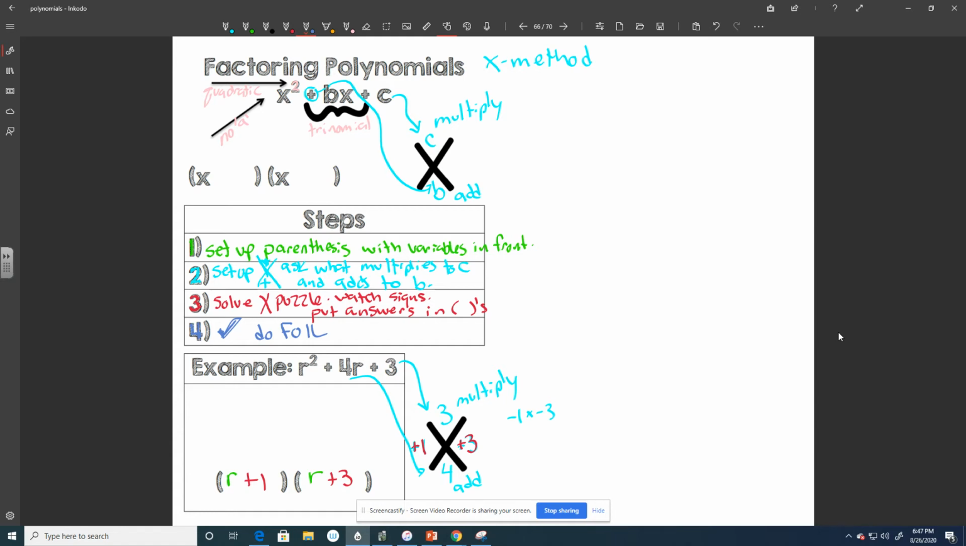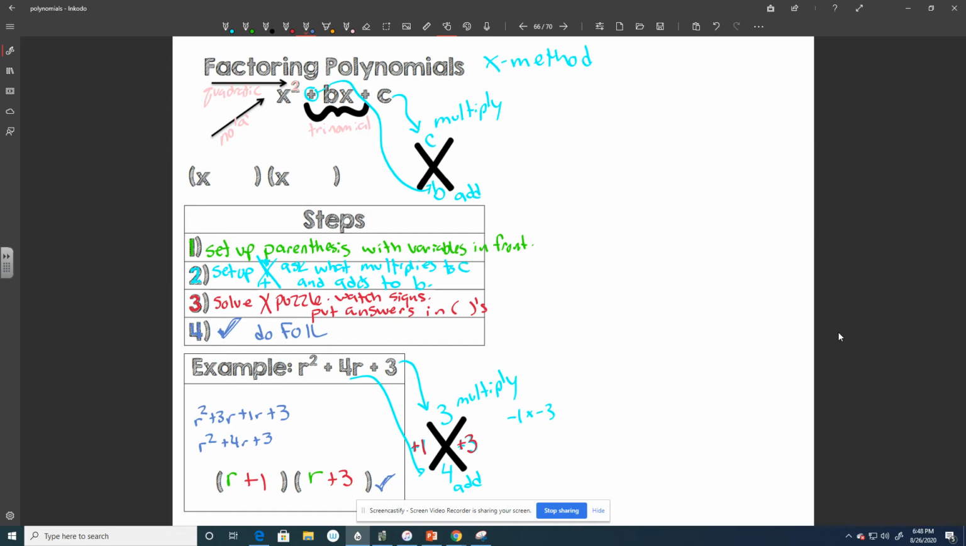See if I get back to r squared plus 4r plus 3. So if I do FOIL, r times r, that's r squared. R times 3 is a plus 3r. 1 times r is a plus 1r. 1 times 3 is plus 3. And when I simplify, I end up with r squared plus 4r plus 3, which is where I started. So this is the correct factorization right here. That would be my correct answer, r plus 1 and r plus 3.